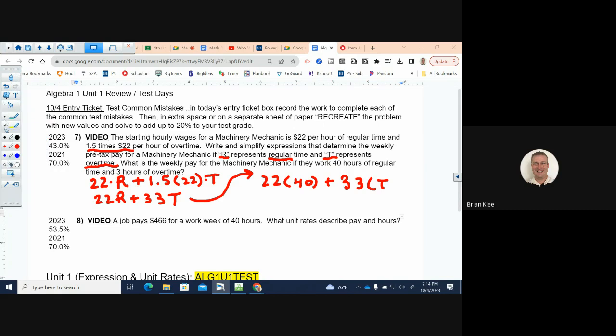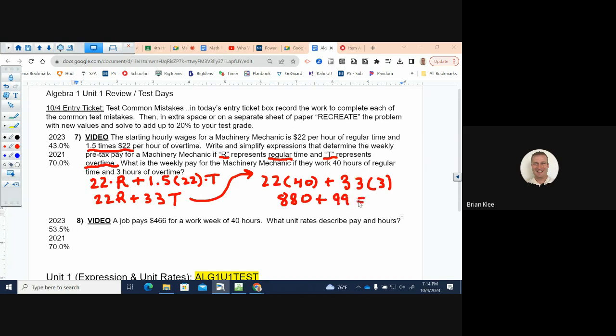I wrote T there, which is actually really cool because that reinforces that we want to put the T value there. Well, the T value is 3 hours of overtime. And now it's mental math or calculator time. 22 times 40 is 880. 33 times 3 is 99. And then I still need to add that up to get the total.